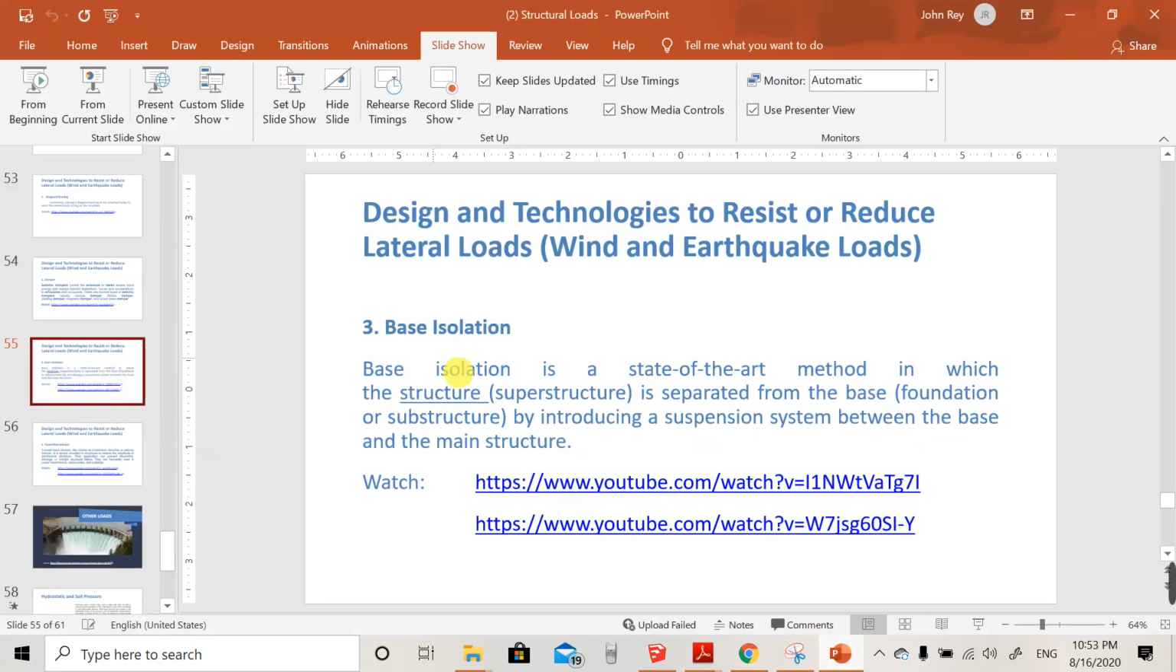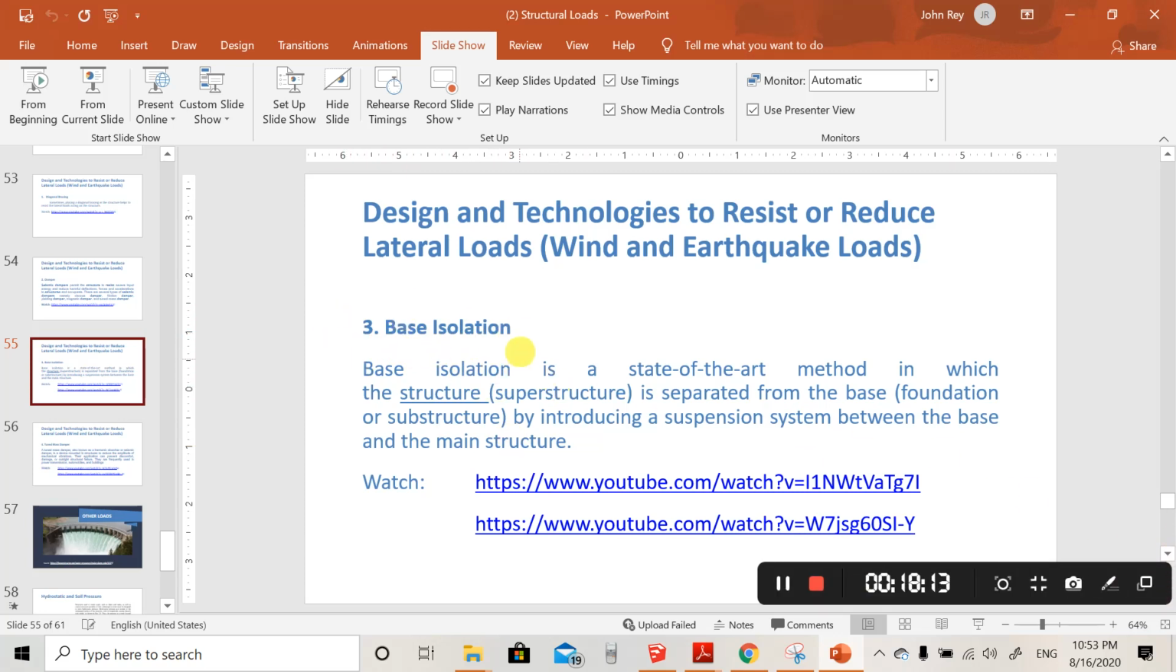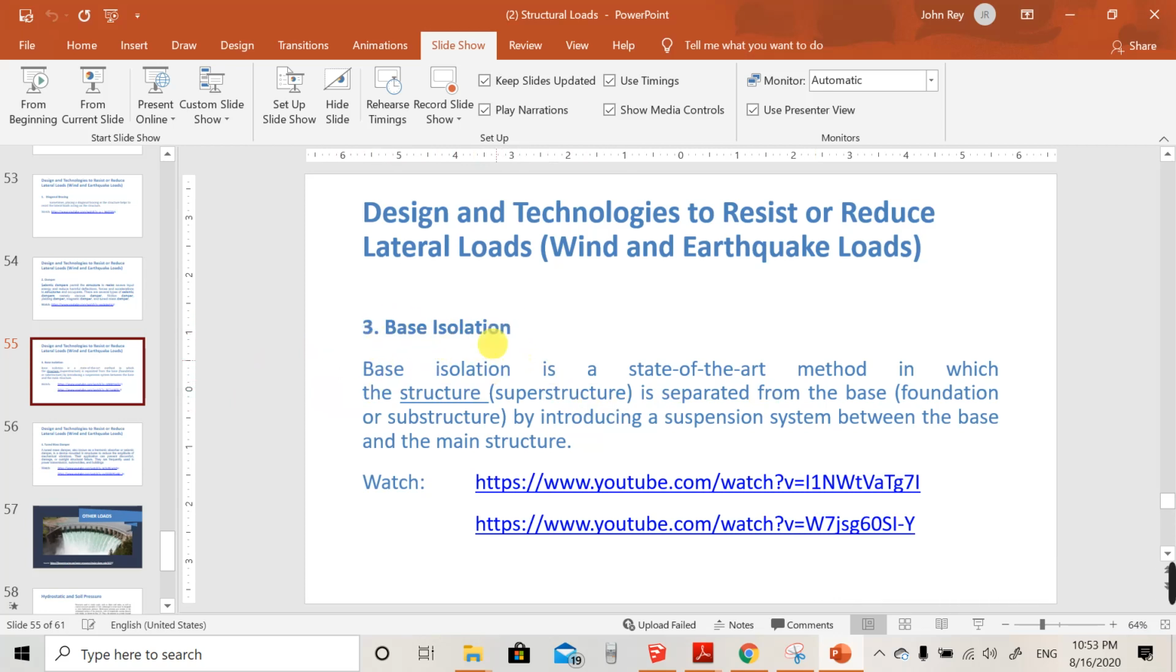Yung pangatlo ay base isolation. A base isolation is a state-of-the-art method in which the superstructure is separated from the base or foundation by introducing a suspension system between the base and the main structure. Literal class na pinaghiwalay yung building nyo saka yung footing. Not totally nakahiwalay siya. Ang gusto lang nitong i-point out ay kapag may lindol, magmumove ng onti yung ating structure from the foundation.